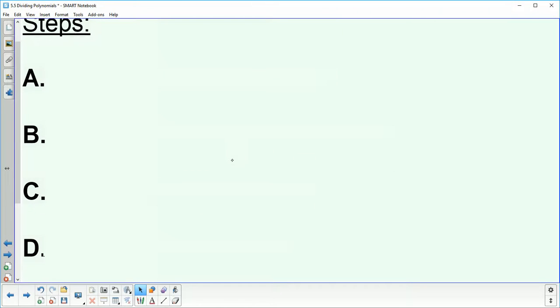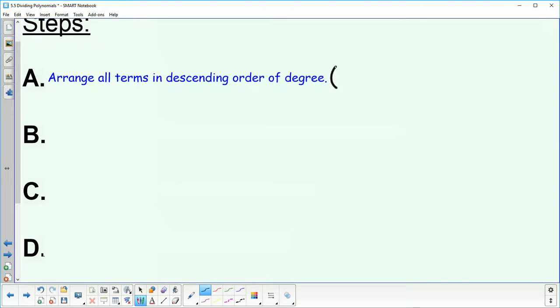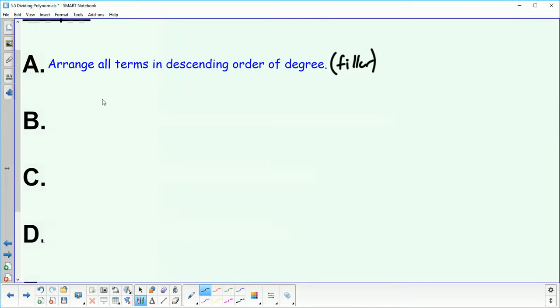Again, in order to do this, the steps we need to take: first, we're going to arrange all terms in descending order of degree. And you might even add here, sometimes you need a filler. We'll explain that a little more in class. But that could mean, if you have an x cubed term and then your next term is an x term, so we don't have any x squared terms, we'd put a filler in of 0x squared.